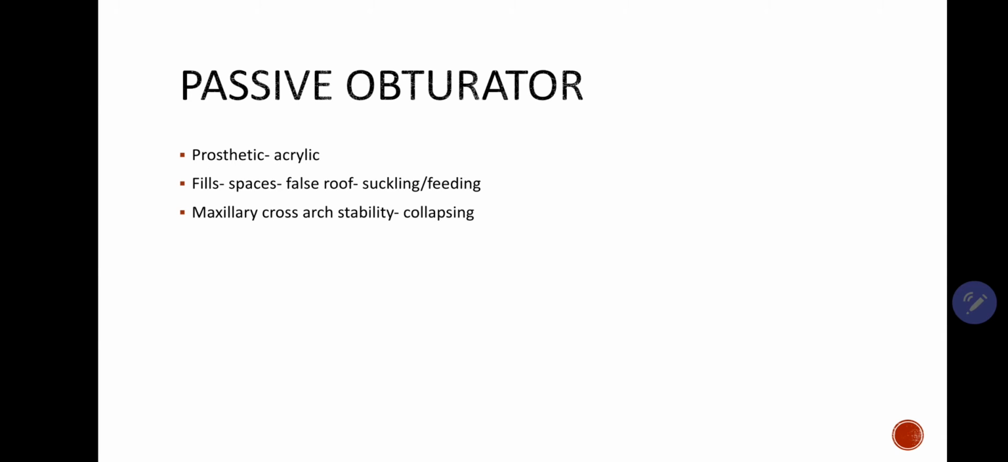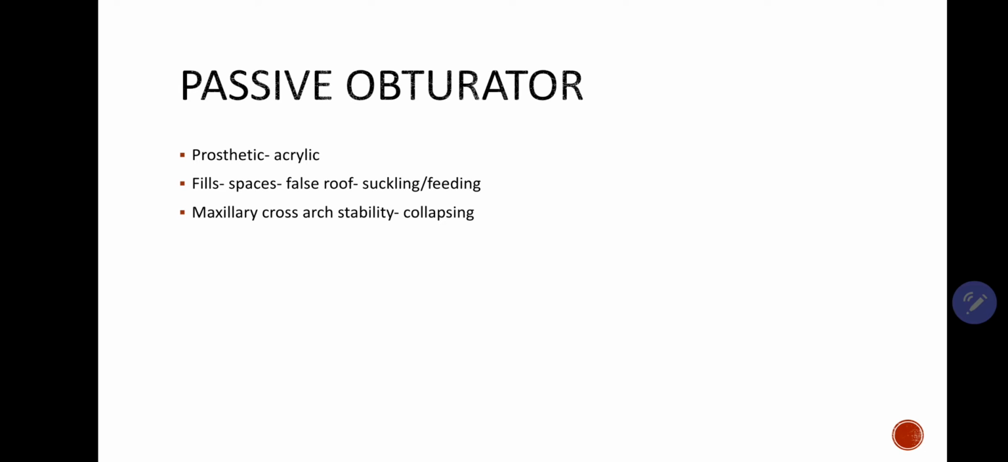Coming to the passive obturator, which I already mentioned, initially a prosthetic appliance made up of cold cure is given to the baby in order to fill the roof which already has a cleft. This helps in facilitating the suckling or feeding habit, and any breathing problem for the infant is also corrected with the help of a passive obturator. As the word says, it obturates the space such that it allows the baby to feed and suckle properly.